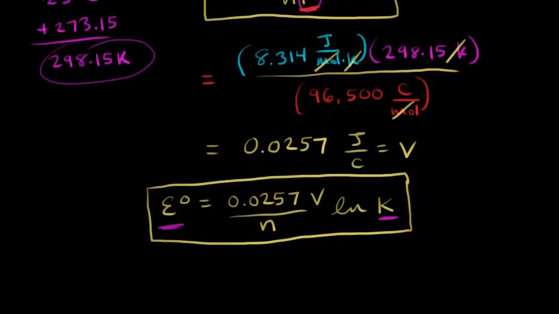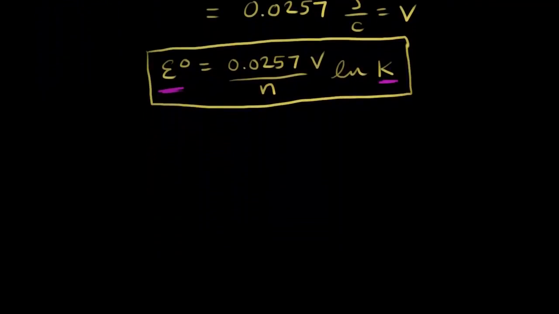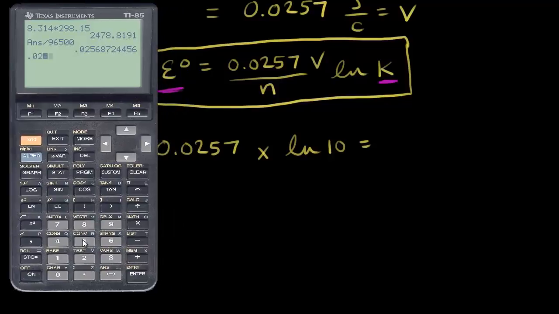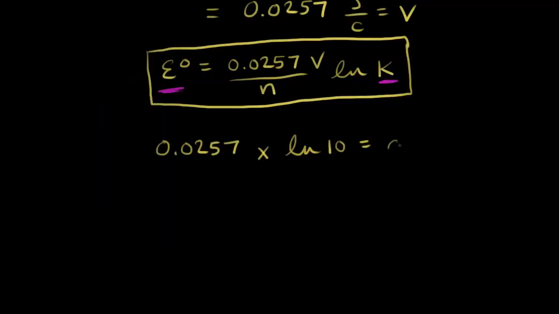We can write this in a different way. What we could do is take that 0.0257, and multiply that by the natural log of 10. So let's do that. So we have 0.0257 times the natural log of 10. And that gives us 0.0592. And the reason why we could do this is to write our equation in log form.